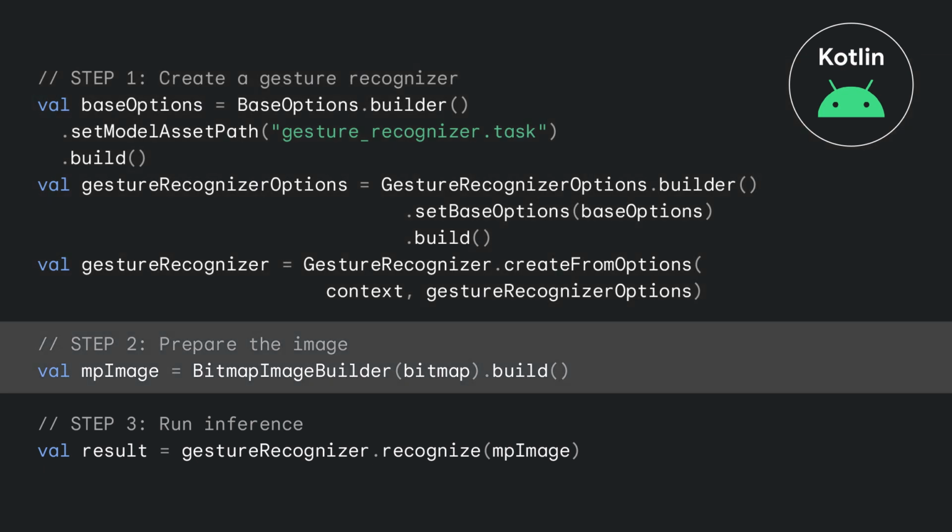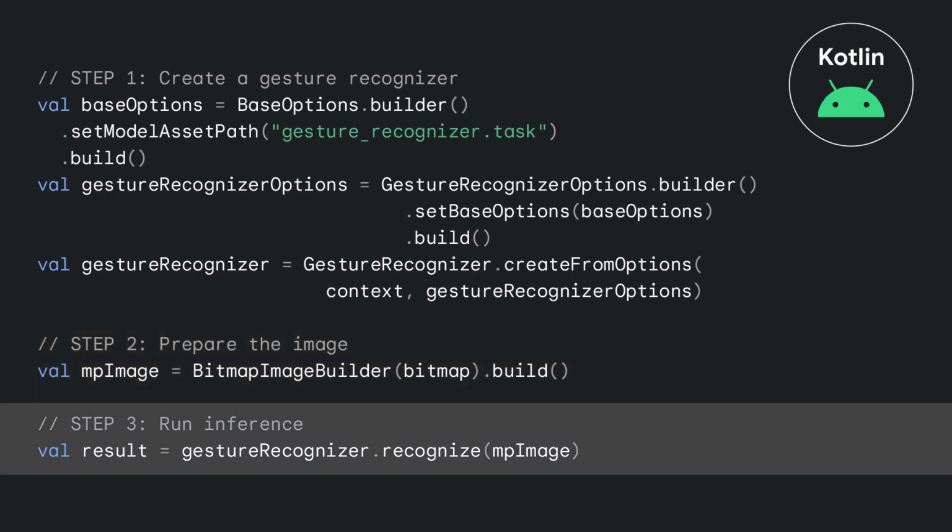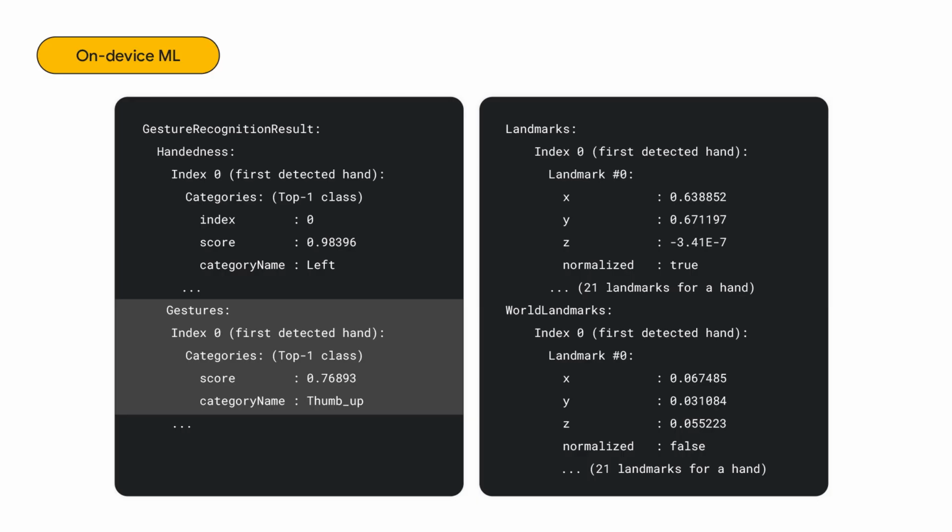Then you define the input image. Here I use an Android bitmap object. And finally, you call the recognize function on the input image. Here's the recognition result object. You have a list of gesture objects, each representing a potential type of gesture found in the input image.